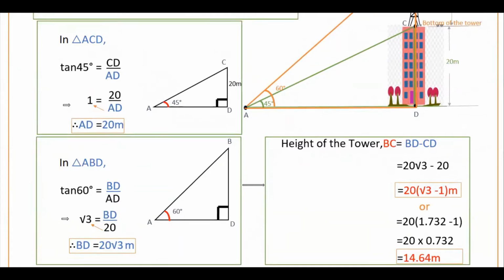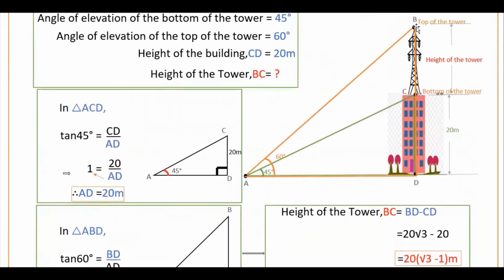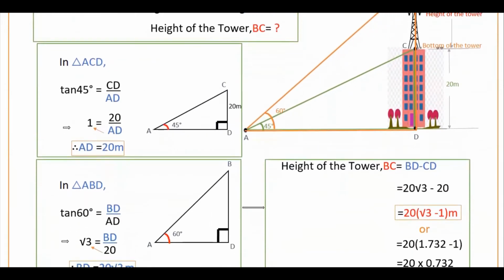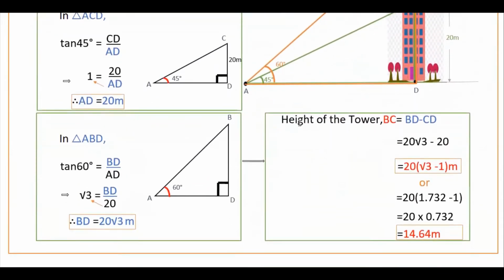So once you calculate BD, BD is this height. BD is this height. So we have to find BC. We know the CD value also. So BC is equal to BD minus CD. BC is nothing but the height of the tower. So the height of the tower BC is equal to BD minus CD. BD minus CD. That is equal to, BD is 20 root 3, 20 root 3 minus CD, the height of the building.